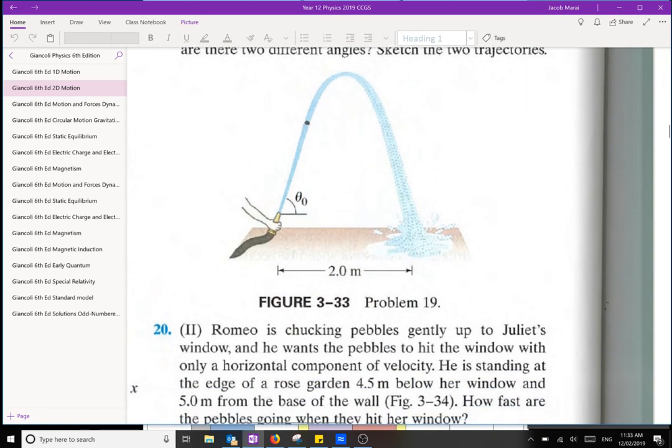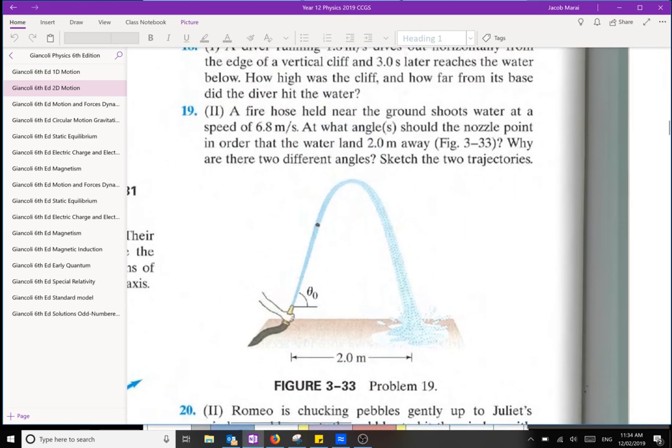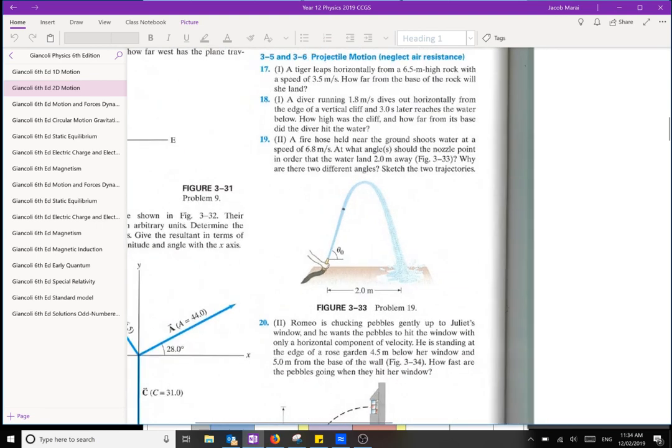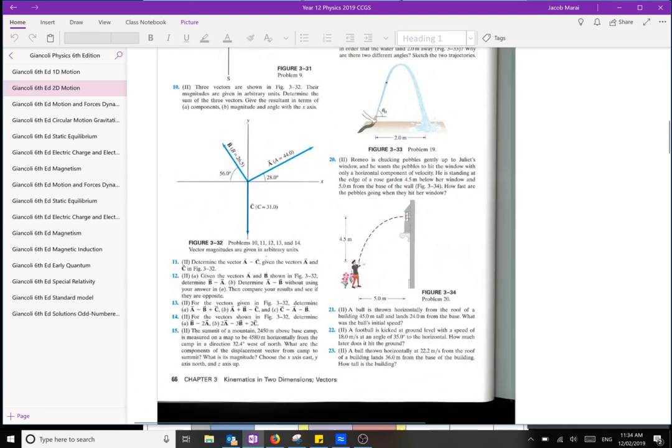Why are there two different angles? Sketch the two different trajectories. I reckon you could solve for those angles using that crazy example that I just gave. Bear in mind, it will not appear in a test or an exam because too much maths.